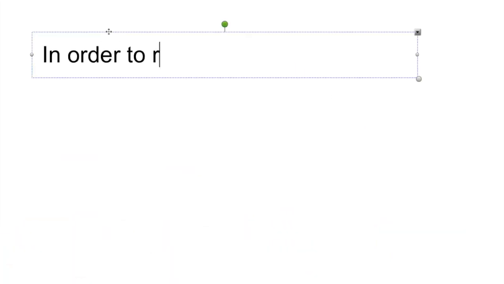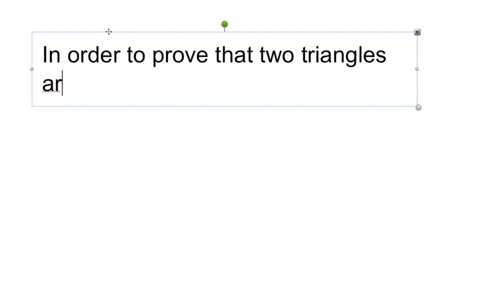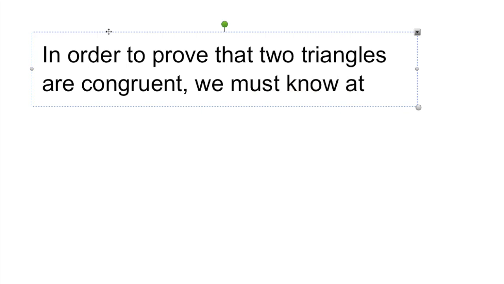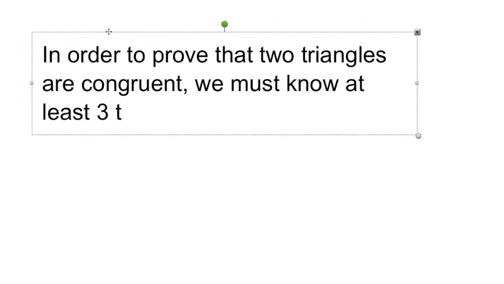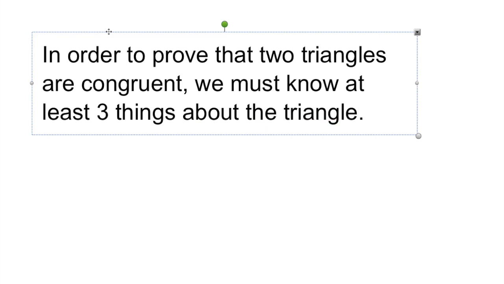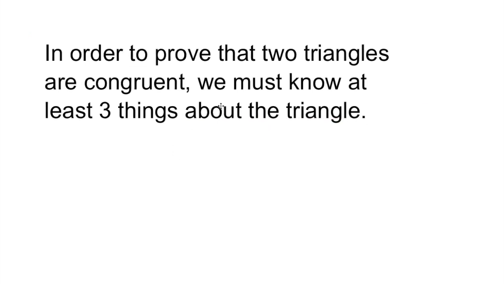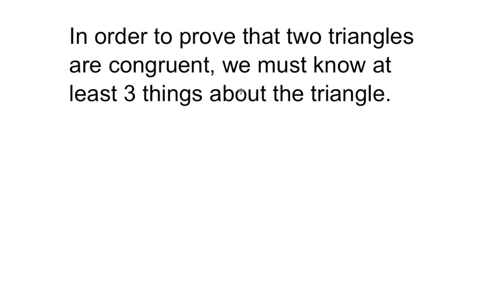In order to prove that two triangles are congruent, we must know at least 3 things about the triangle. This could be a side, and another side, an angle, a side, and another angle, or an angle, a side, and another side. Let's look at these 3 ways.